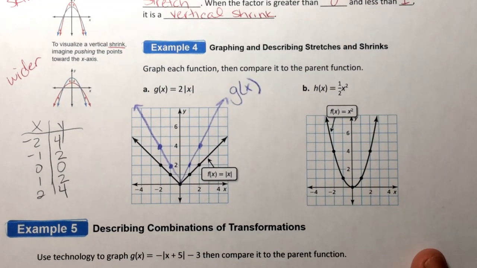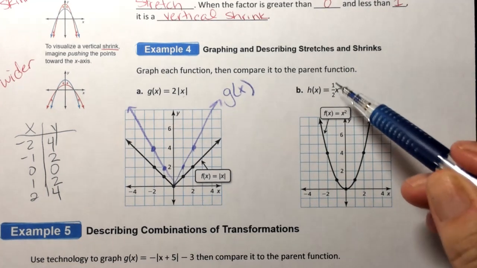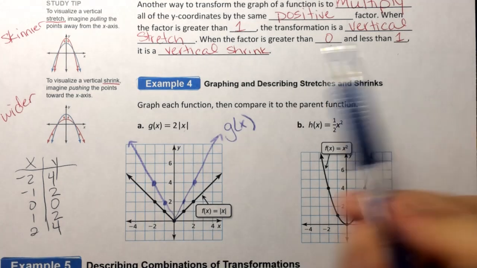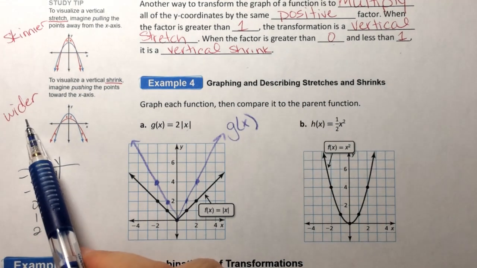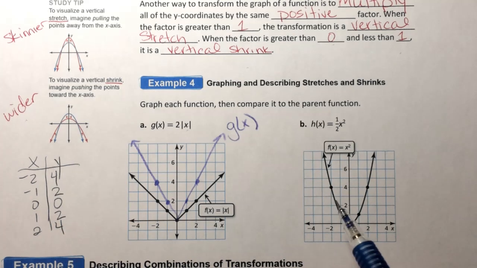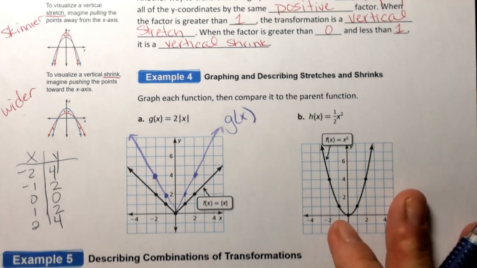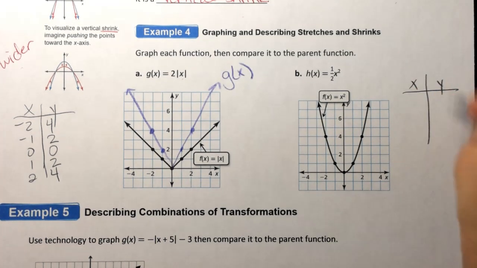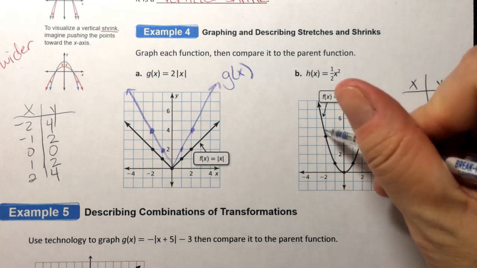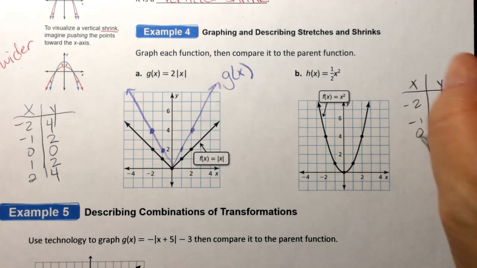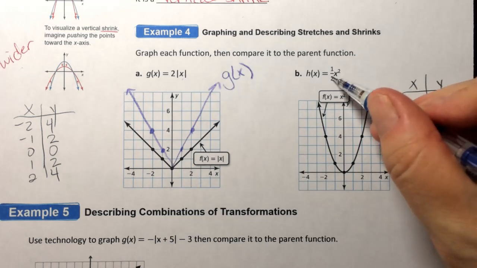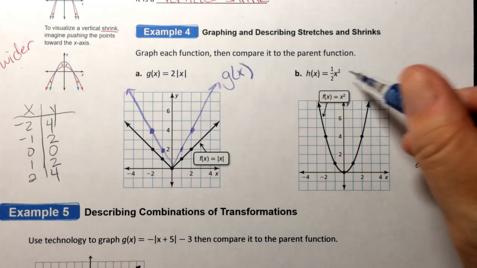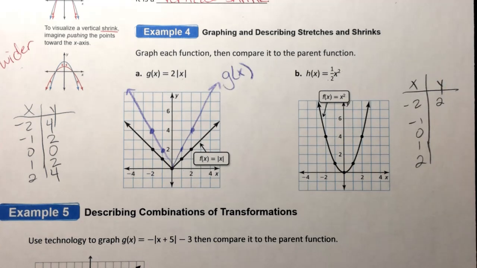All right, moving on. We're almost there. All right, now we have 1/2 x squared. So if we go up here, when the factor is greater than 0 and less than 1, it's a vertical shrink. A vertical shrink appears to be wider. So this part of our graph should get closer to the x-axis. So again, just going to make a quick little T-chart over here. And let's plug in the numbers they used before. So we got -2, -1, 0, 1, 2. All right. So we have x squared. So we're plugging this in. So -2 squared gives me 4. Half of 4 is 2.